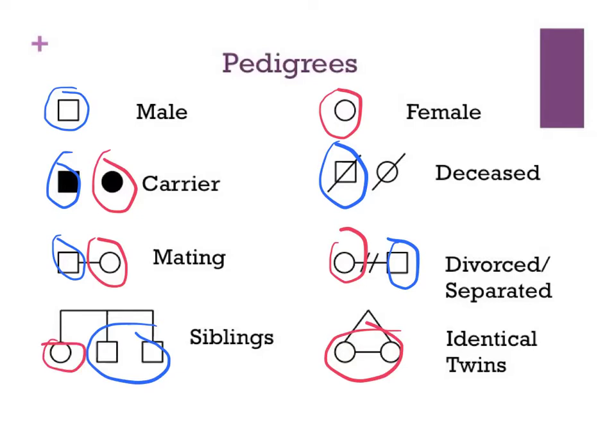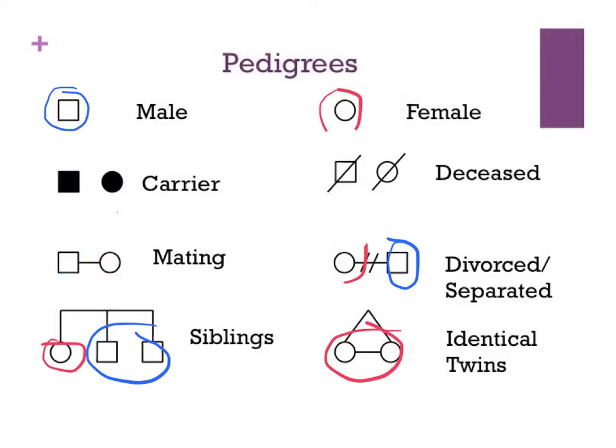And you can see if somebody is a carrier of some disease, and usually we're looking at pedigrees to see diseases down the road, they'll be shaded in like this over here. If somebody has passed on or is deceased, then they have a line crossing them out. Couples that are mating are joined by a horizontal line. If they're divorced or separated but have already mated, then you usually see slashes through there to symbolize the breakup.